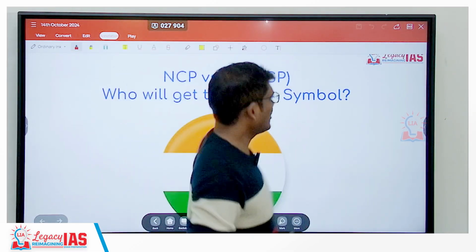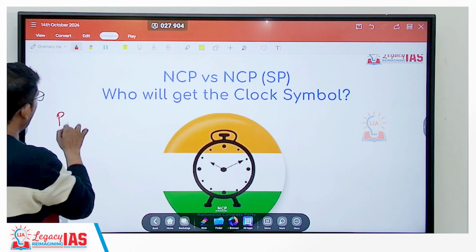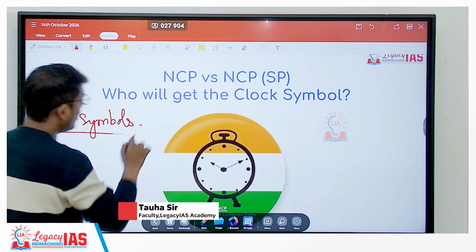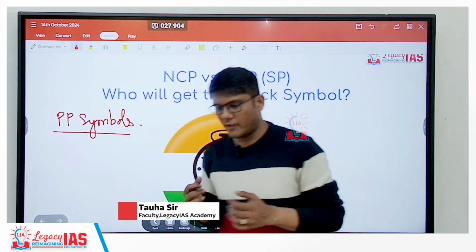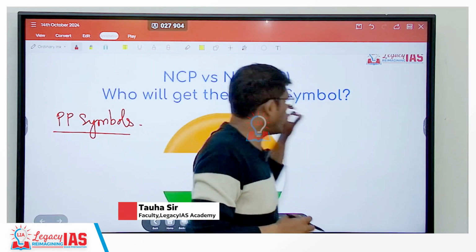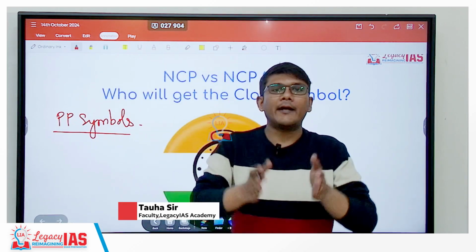In today's session, we will be discussing the political parties' symbols. You might already know that there are various symbols for different political parties, right? Now, the thing to be studied here is what happens when a political party splits.